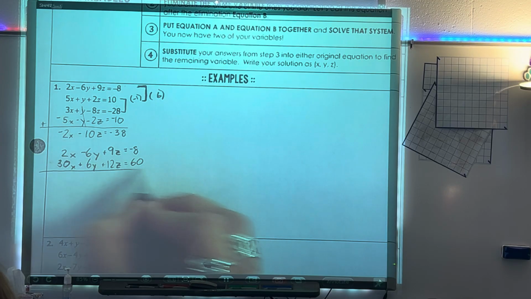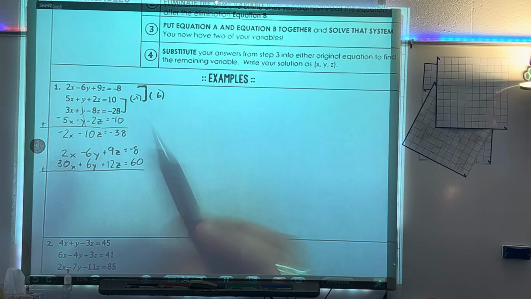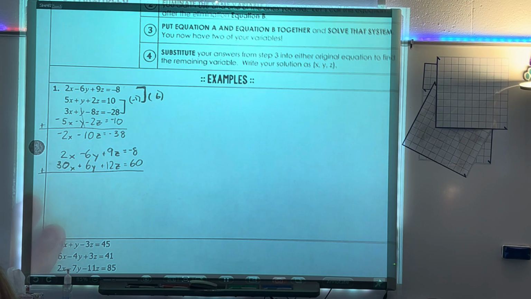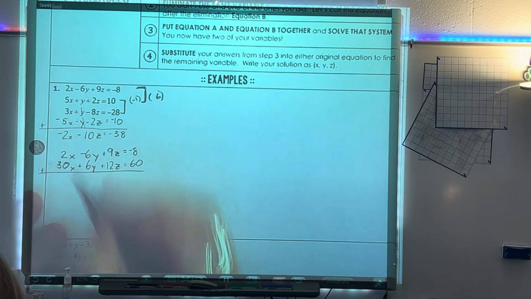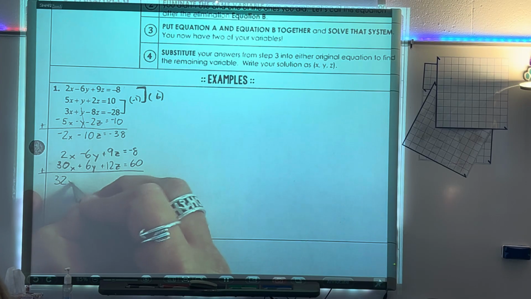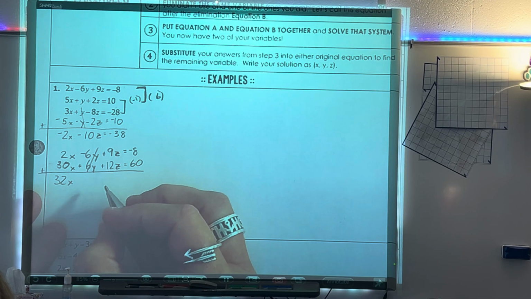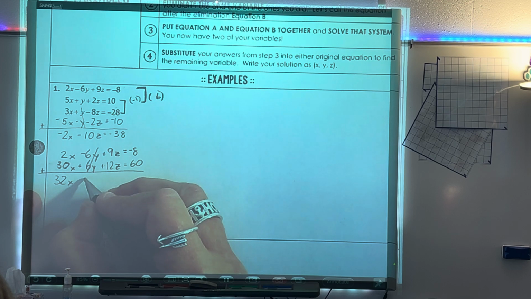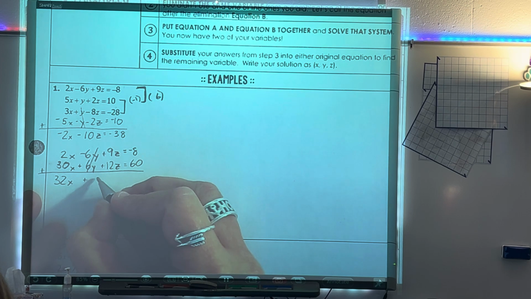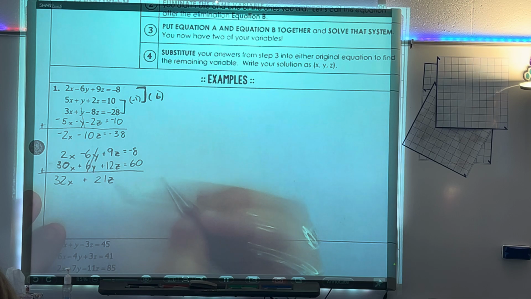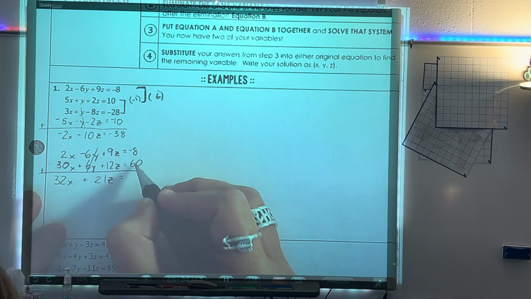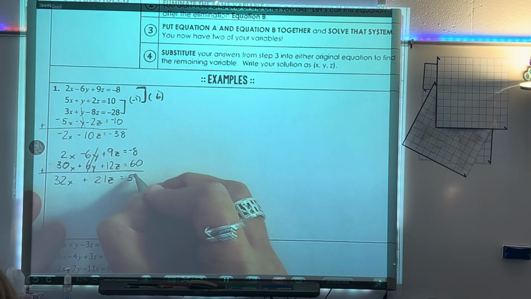Alright, so we got that. Add them together, check my signs again real quick, make sure we're good. Okay, so here I've got 30 and 2, that gives me 32x, and the 6y's cancel. 9 and 12 is going to give me 21z, and then I've got a negative 8 and a 60, which is going to give me a positive 52.